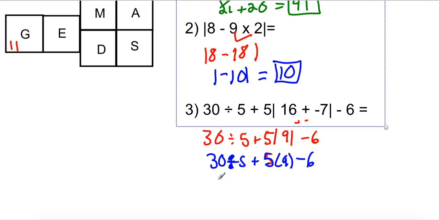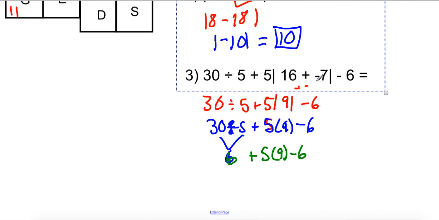So 30 divided by 5 is going to give me a quotient of 6. I bring everything down. 6 plus 5 times 9 minus 6. Next, I solve my multiplication portion. 5 times 9 is 45. I bring everything else down. 45 plus 6 is going to give me 51. 51 minus 6 is just going to lead me back straight to 45.